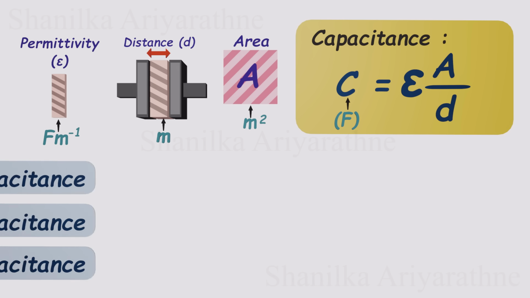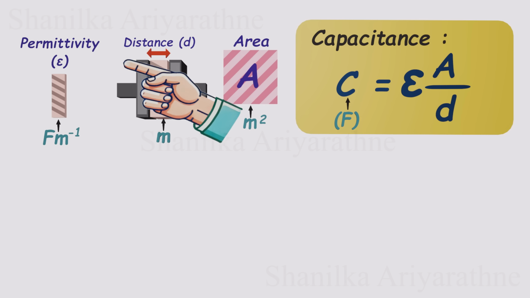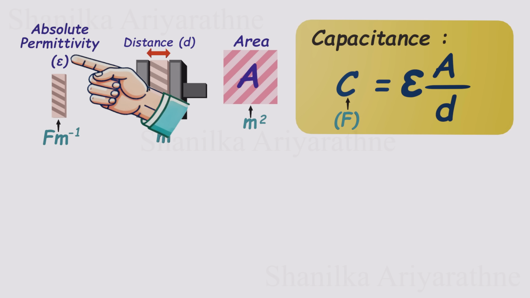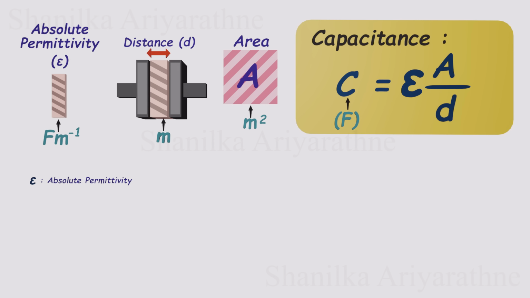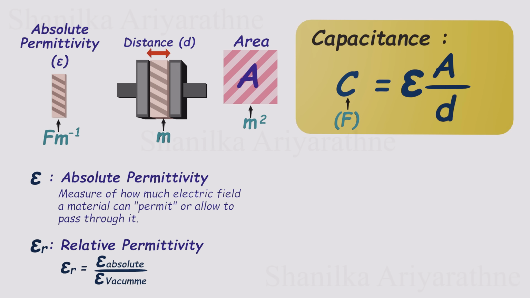So what kind of permittivity are we using here? In this equation, we're using absolute permittivity, which measures how well a material can allow electric fields to pass through it. But most textbooks don't give you that directly. Instead, they give you relative permittivity, also called the dielectric constant. It's just a ratio comparing your material's permittivity to that of empty space.